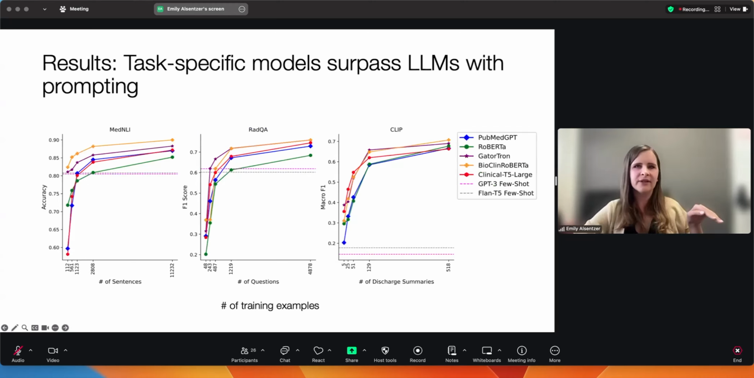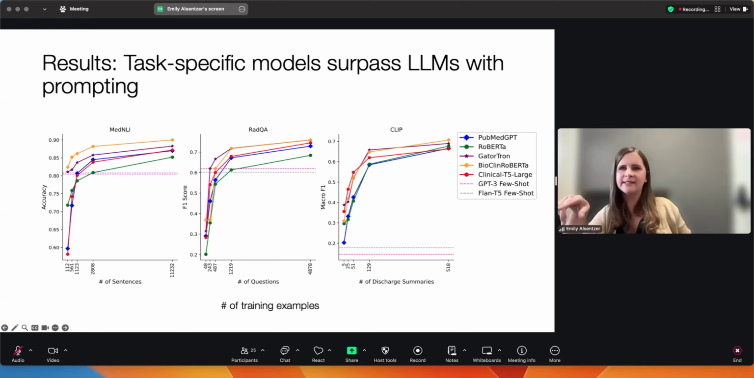So here we're measuring on the x-axis the performance on each task as a function of the number of training examples used to fine-tune that model. So the solid lines here represent the fine-tuned models. The dashed horizontal lines represent the performance of the prompting approaches. We found that these smaller fine-tuned models outperform the few-shot prompting approaches of these larger language models, even actually when they're only trained on a handful of the training examples.